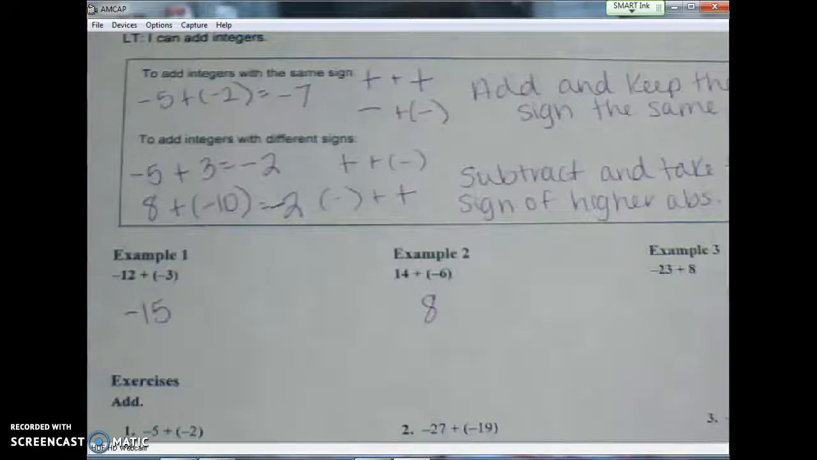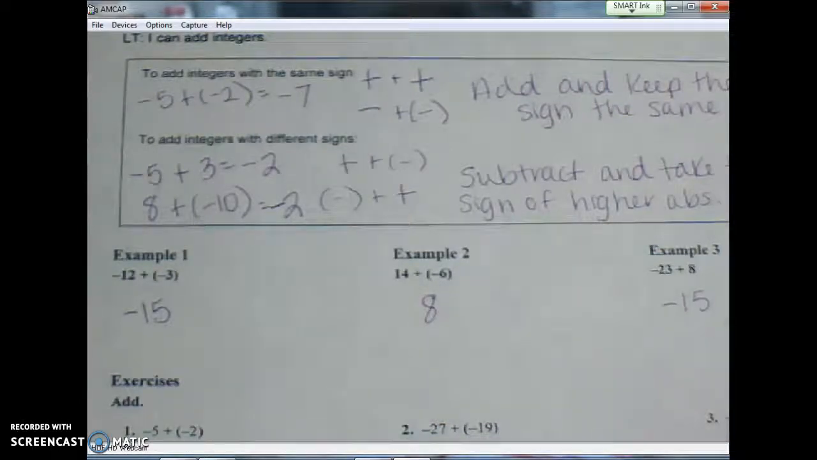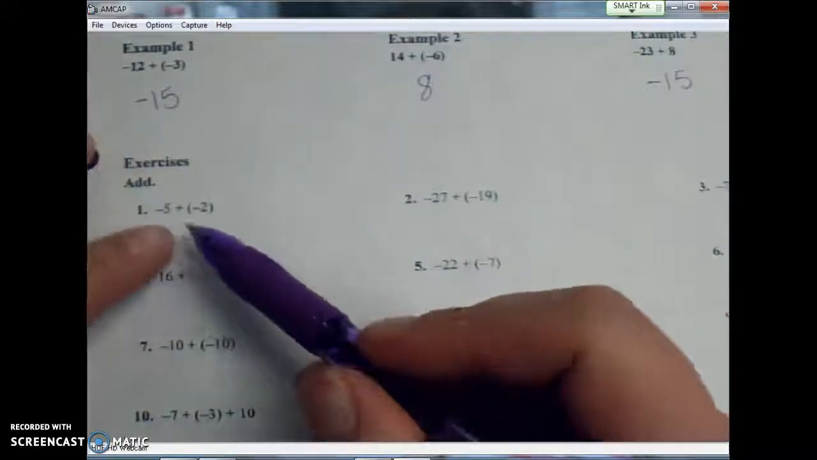-23 plus 8, I'm going to subtract, and so when I subtract, I get 23 minus 8, so that's going to take me to 15. I have more negatives, so it's a -15. As I move on down to the exercises, let's go through just some of these. I'm not going to do a whole lot on the video.